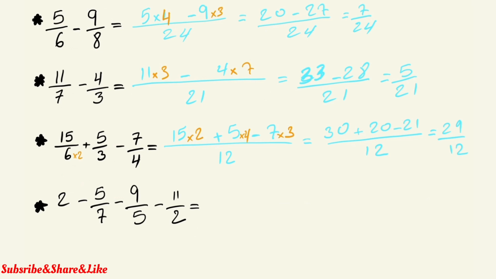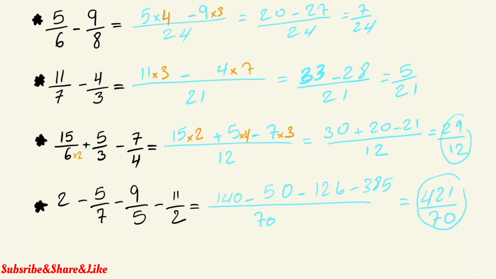The third one is the same procedure as we did before. We know that the common denominator is 70, and we put the same numbers we had, 140 since we did it before, minus 50 minus 126 minus 385 over 70. It's a little bit large, it's going to be 421 over 70, and this is the answer here. It's very simple, there's no difference between addition and subtraction.